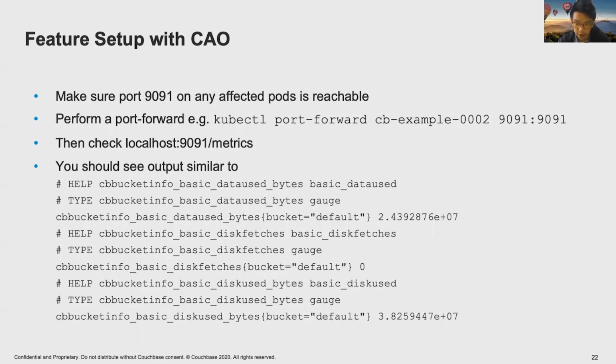So once this is up and running, you can check that the Prometheus statistics are being reported correctly by making sure, first of all, that port 9091 on any enabled pods is open, as 9091 is the default port for Prometheus metrics. You could do a simple port forward and then check your localhost 9091/metrics and should see output similar to the key value pairs we are so accustomed to by now.